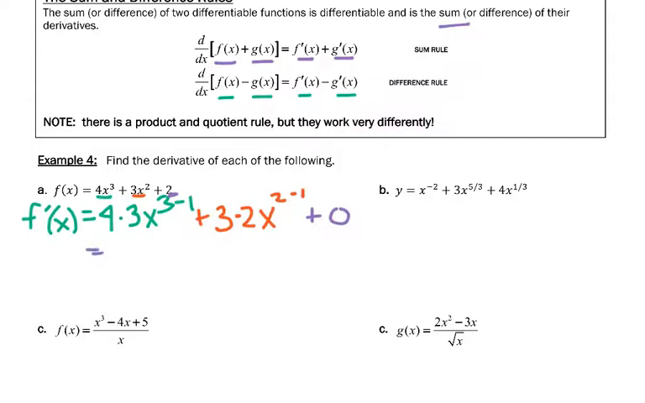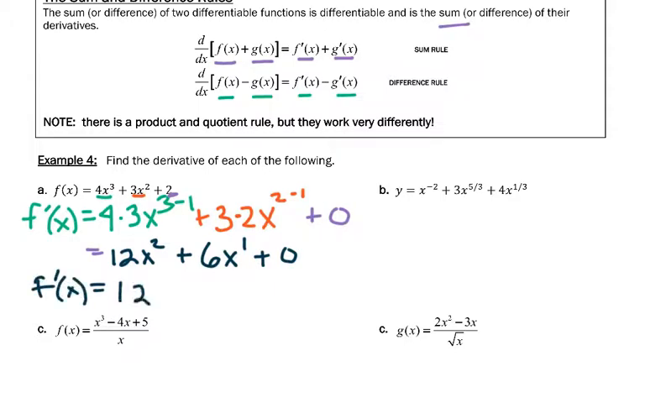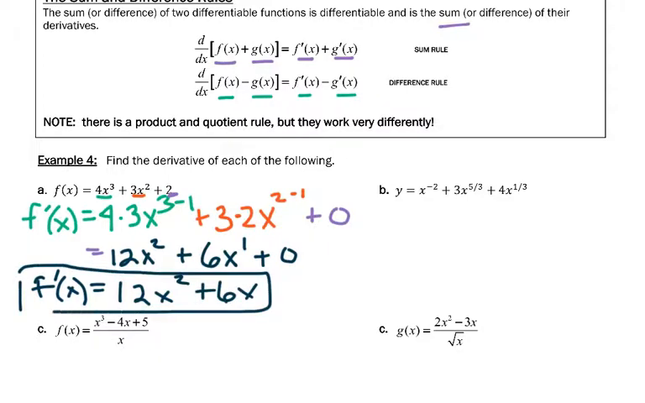So we've got 4 times 3, that's 12x squared, plus 3 times 2, which is 6, x to the 2 minus 1, that's to the first. You can write to the first power or not, and then plus 0, but we don't really need to write that. So our final answer here is f prime of x equals 12x squared plus 6x. So we found that derivative by taking the derivative of each piece and adding it.